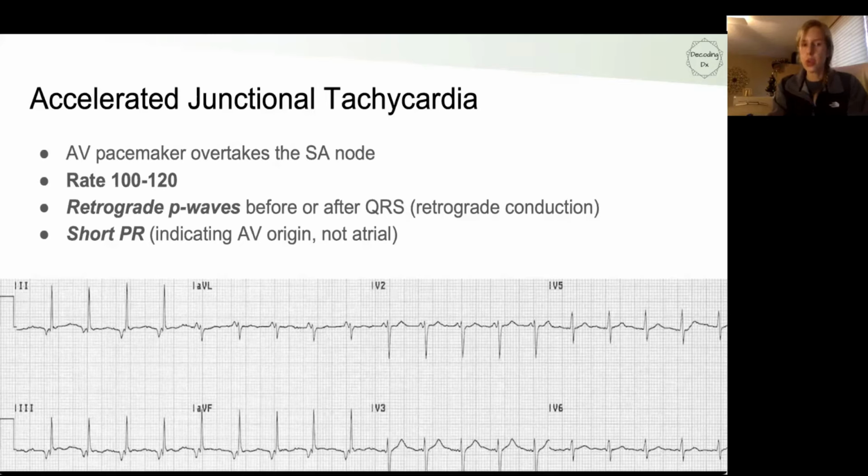You'll also see a shorter PR segment telling us that this is the AV origin and not in the atria itself. Because it's so close to the QRS, it's going into the atria and the ventricles at the same time, and so that PR segment is going to be very short.